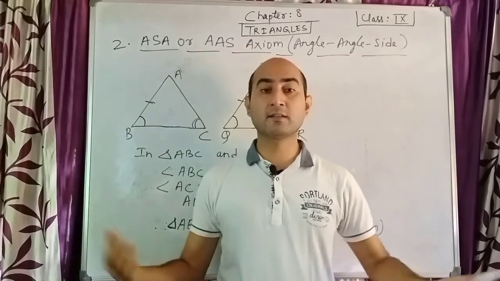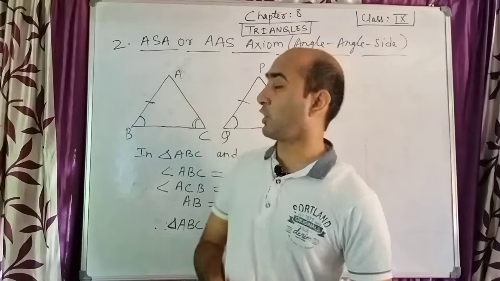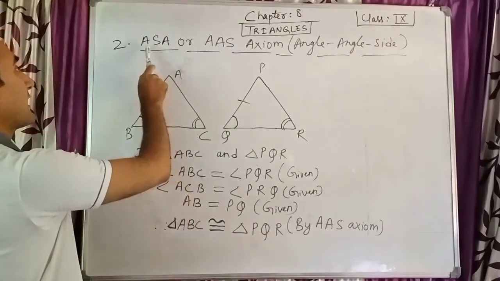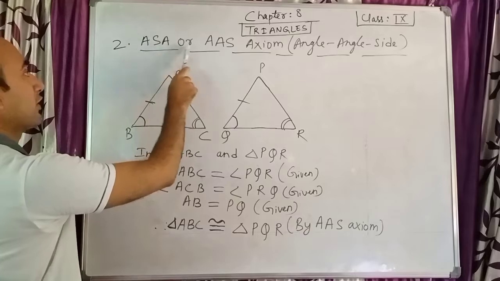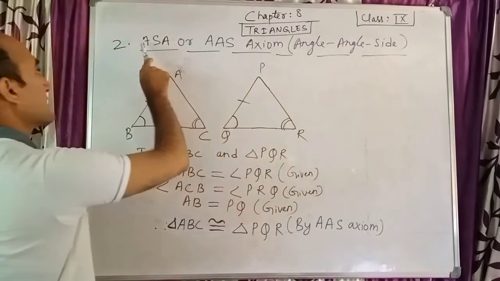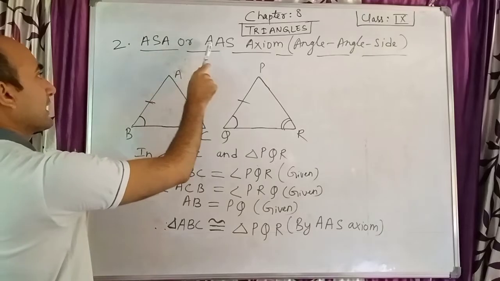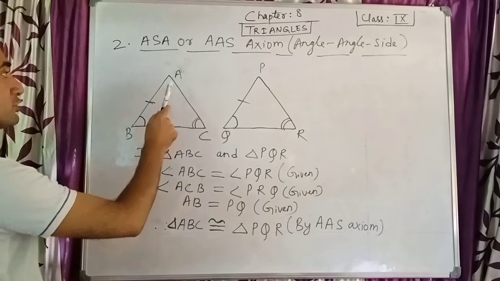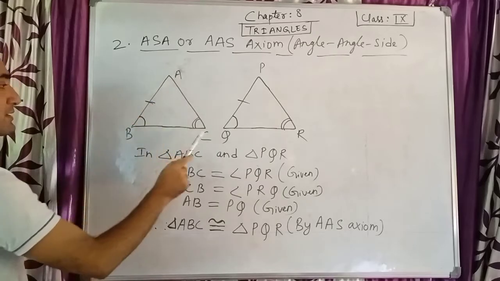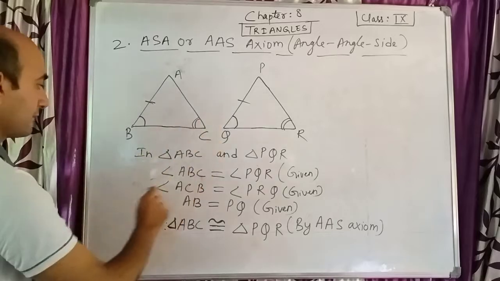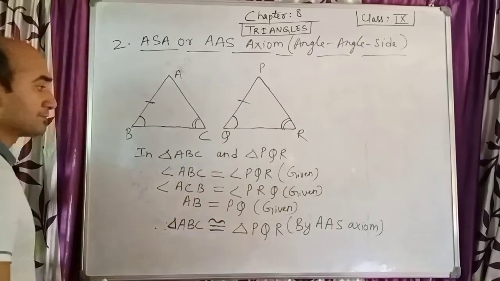Children, let us learn the second condition of congruency of triangles. Here we have the angle side angle or angle angle side axiom. You can see here two angles and one side, or AAS, both are the same. We have two triangles here, triangle ABC and triangle PQR.